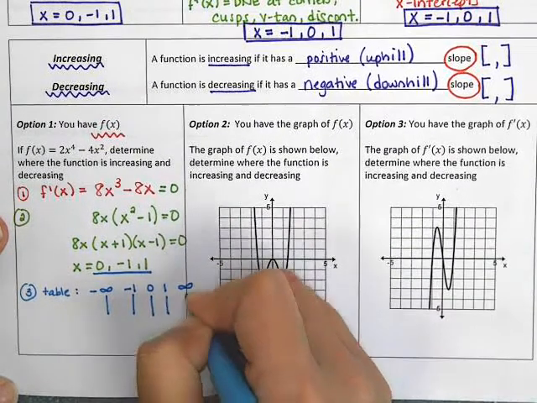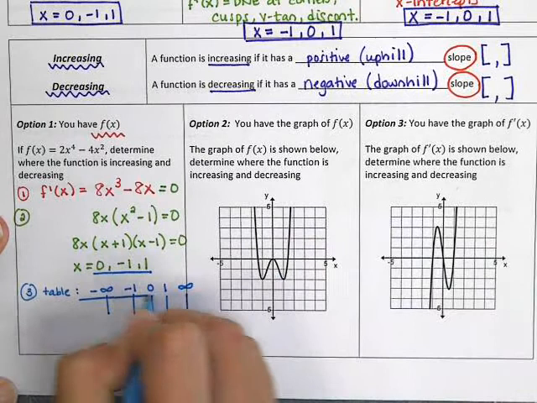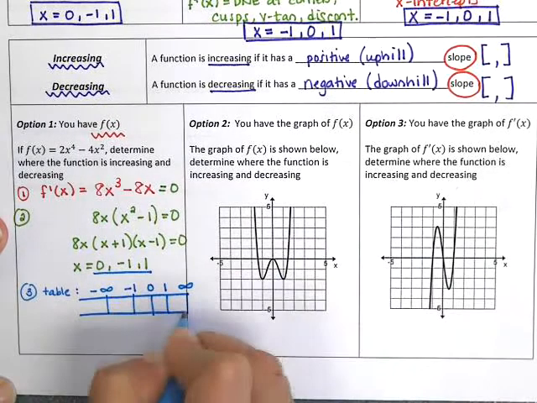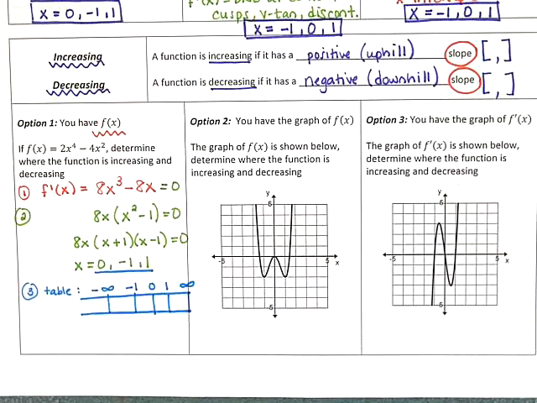Now you may notice that this process looks very familiar. In position, velocity, and acceleration problems, when I gave you the position function and I said where are you moving right and where are you moving left, you would take the derivative, make it equal to 0, and make a table. This is the same thing. We're taking the derivative, we're making it equal to 0, and we're making a table, but instead of calling it right and left, we're calling it increasing and decreasing.